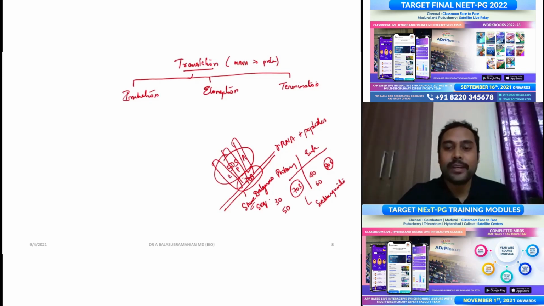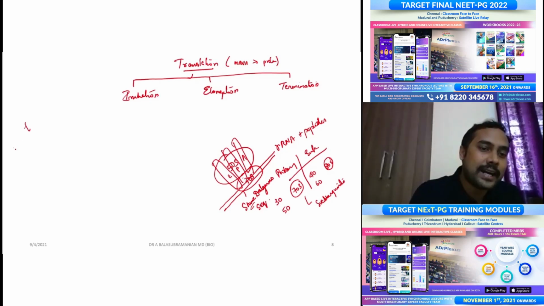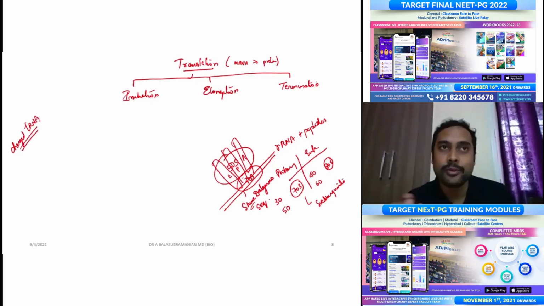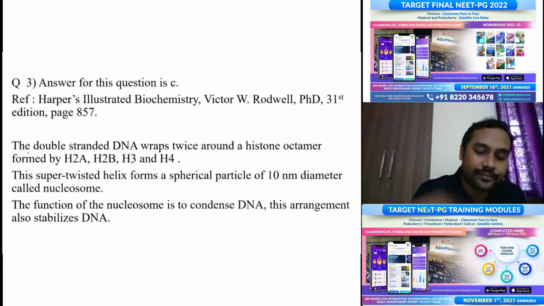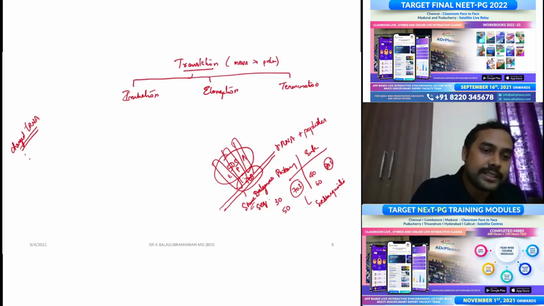Okay. So in order for translation to occur, we need two materials. One is a ribosome. The other one is called charged tRNA. Not only tRNA, charged tRNA. Charge means what? Like a mobile phone, you put a charger, electricity goes in and it is charged. For tRNA, charge means an amino acid is loaded to the tRNA.